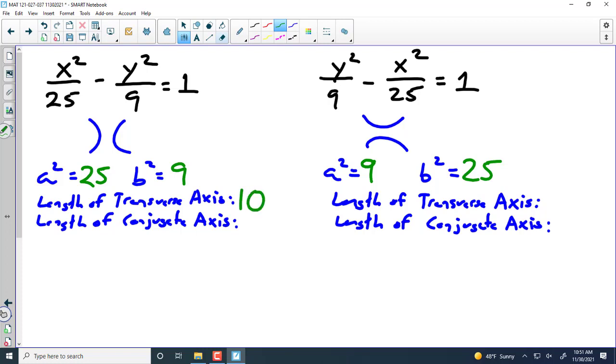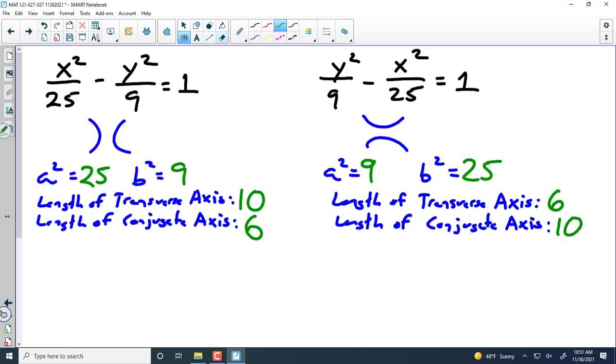What's the length of the conjugate axis? 6. Take the square root of 9, which is 3, double it, you get 6. Over on this one, what's the length of the transverse axis? 6. Square root of 9, doubled. And the length of the conjugate axis? 10. Square root of 25, doubled.